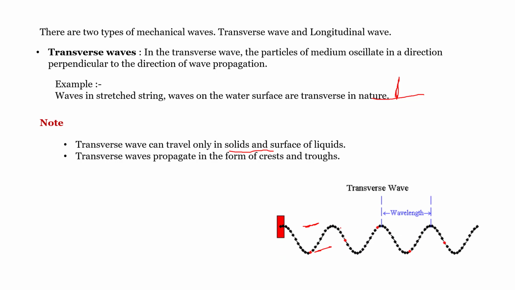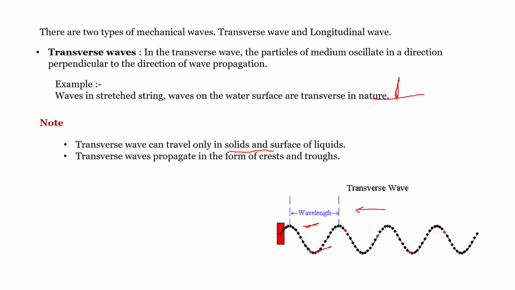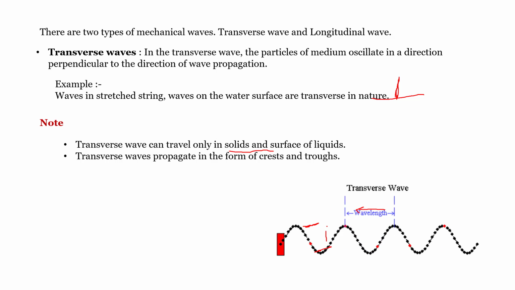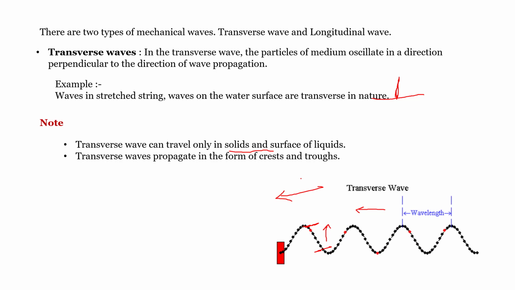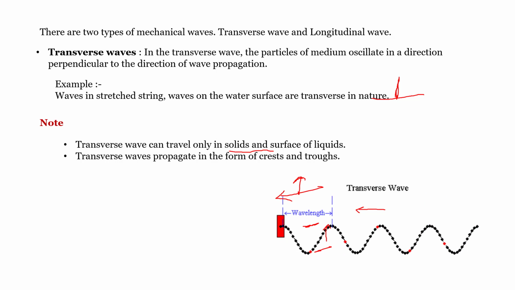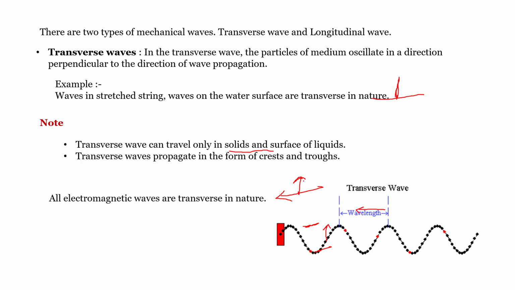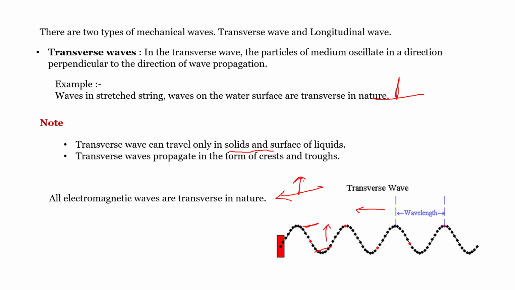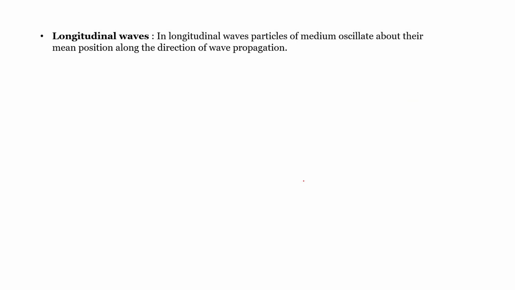You can see here the wave is propagating in this direction, but the particles in this wave are oscillating in the upward direction. That is, the wave is moving in this direction and the particles are oscillating in this direction. Now, as I told earlier, all electromagnetic waves are transverse in nature. Means electromagnetic waves are nothing but light waves. One more is the longitudinal wave.